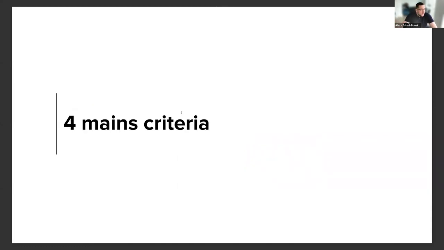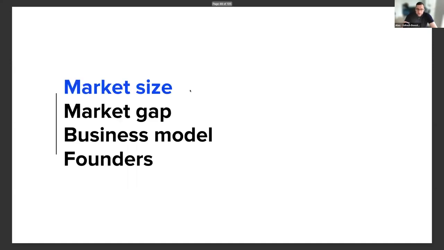By the way, if you have a pen or something like that and a sheet of paper, it's better to write. Yeah, so 4 main criteria. And again, I'm going to tell you about our criteria and probably about any other investors' criteria which I know here in the Valley. So the first important criterion is market size.